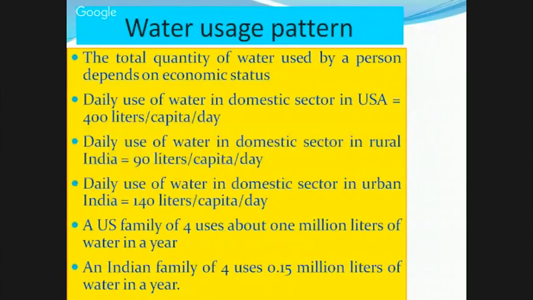Then our water use pattern: with development, it is changing. If we compare the domestic sector, in the USA the per capita demand is about 400 liters per day per person, whereas in rural India the code says about 45, but I say 90 liters per day per capita, and for Indian cities we require about 140 liters. A US family of 4 uses about 1 million liters of water in a year, and an Indian family of 4 members uses about 0.15 million liters in a year. So you can see our lifestyle and their lifestyle.